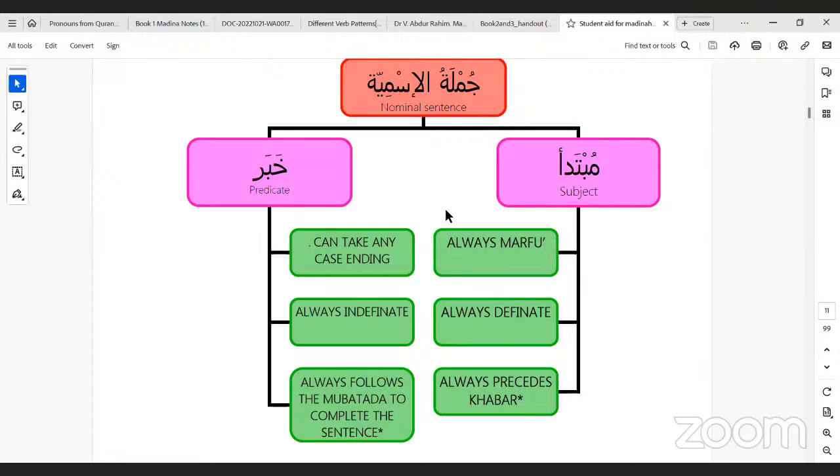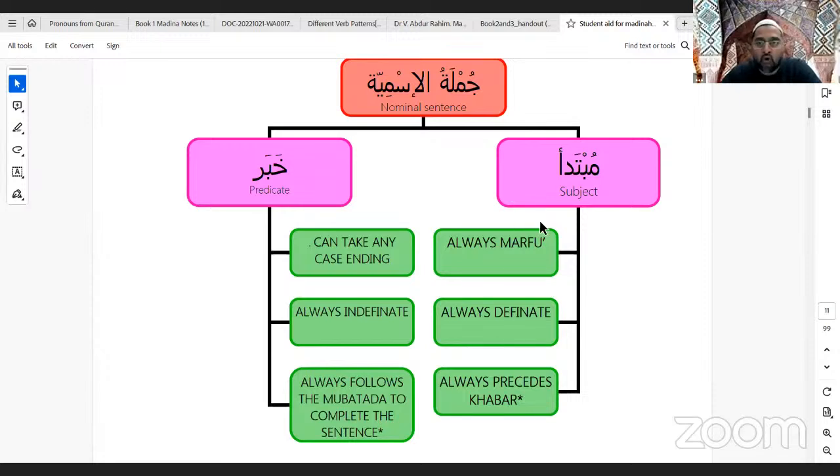That is one point. Then these are the three criteria. Now, all subjects, mubtada, marfu, always definite with alif lam, always precede the khabar. So always the khabar comes afterwards. And if one of these conditions ceases to exist, then the construction of the nominal sentence will be different. Inshallah, I'll mention this in the next few lessons.